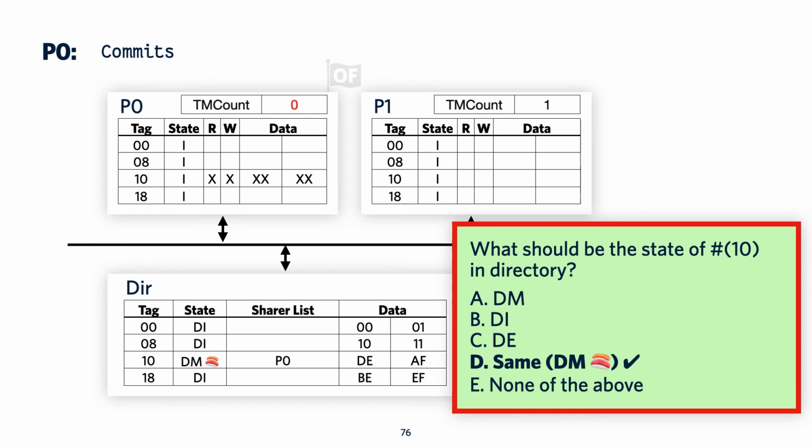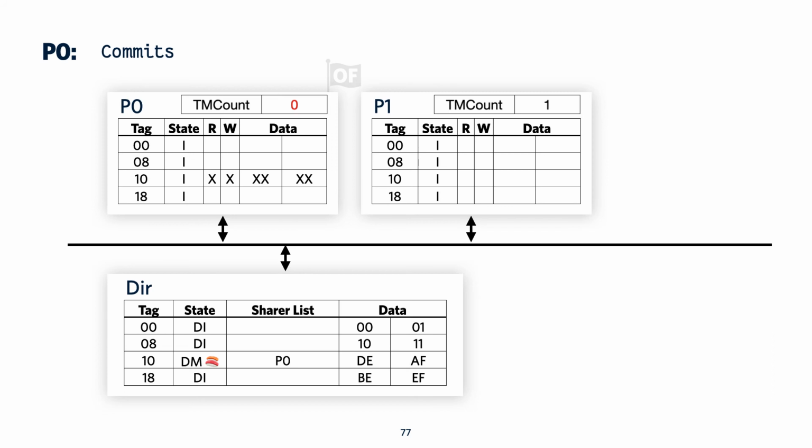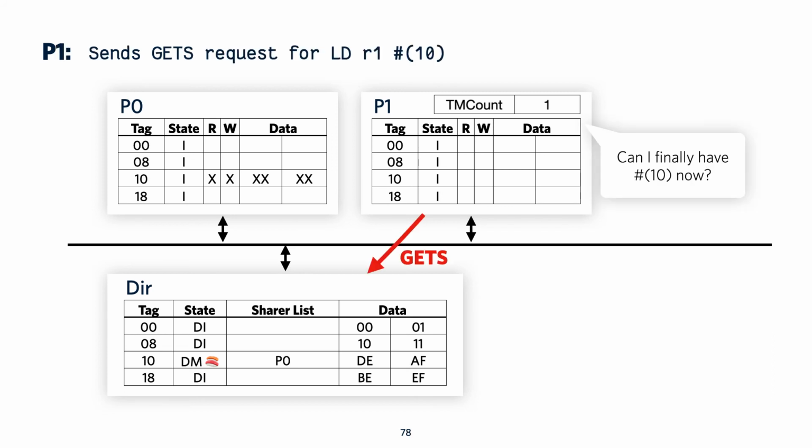According to the protocol, it should be the same because it's sticky, right? That's the point of the sticky state. So P0 decrements its TM counter, lowers its overflow flag because it's done, and now this is where we're at. So okay, P1 asks for the very last time. It says, can I finally have that block?